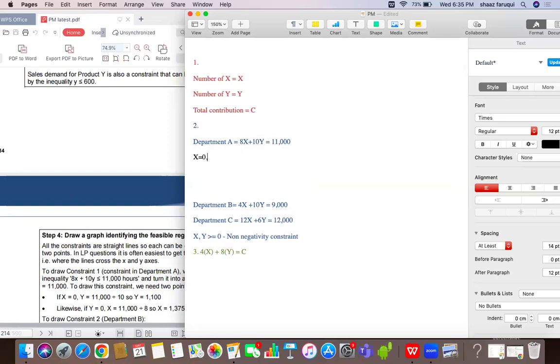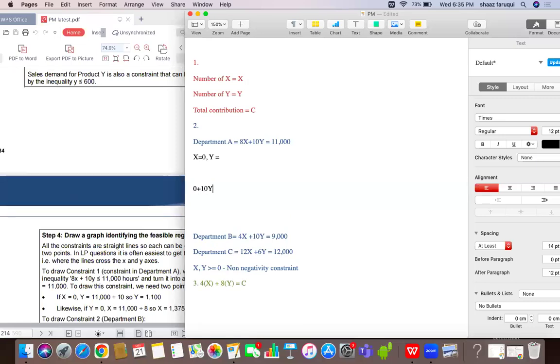Assume x is equal to 0. If x is equal to 0, y is equal to how much? Think about it. It's simple math. If x is equal to 0, 0 into 8 will be 0. So this will go away. If x is equal to 0, it will become 0 plus 10y is equal to 11,000. Therefore, y is equal to 11,000 divided by 10, which is 1,100. So if x is equal to 0, y is equal to 1,100.